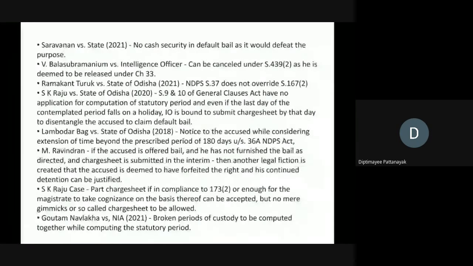Another important case is Gautam Navlakha versus NIA, 2021. Again, here it is saying, what if the accused is in custody for some days, and then he's released on bail, and then he comes back to jail because the higher court changed it, and then the higher court again changed the position, and he's again on bail. What happens in such cases? It says that the broken periods of custody are to be computed together while computing the statutory period, and all the period that he has been inside jail will be taken into consideration, and such default period will be computed.